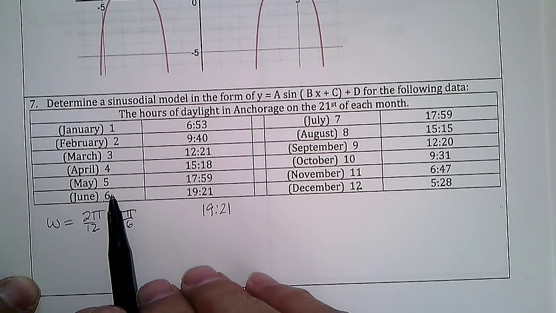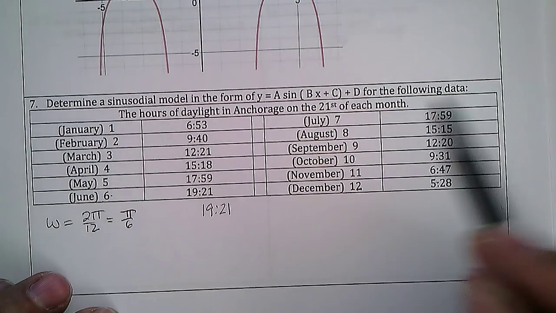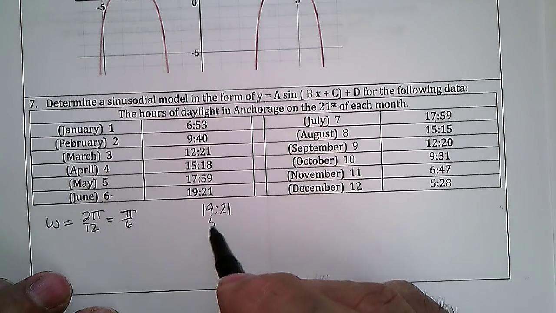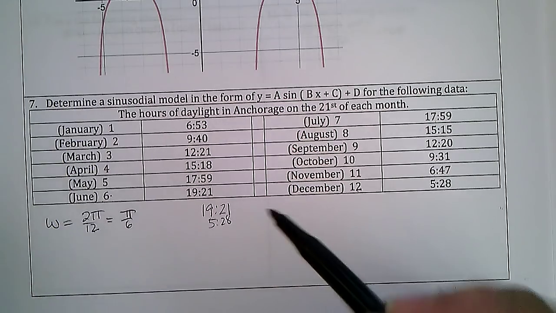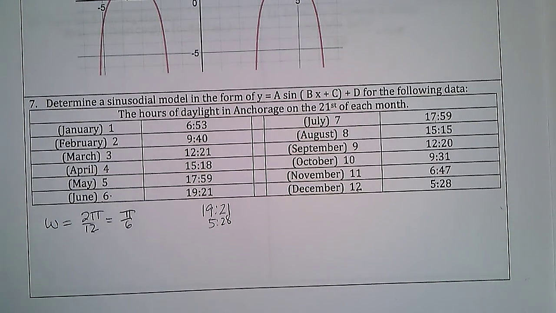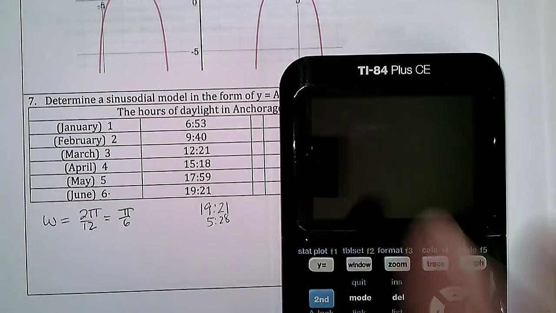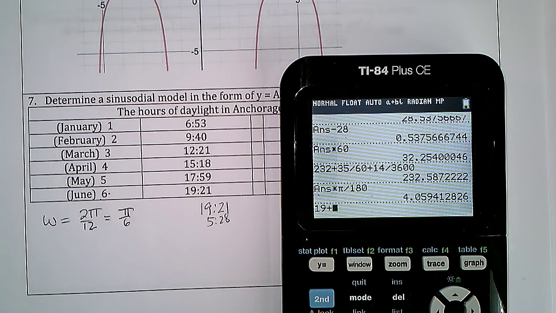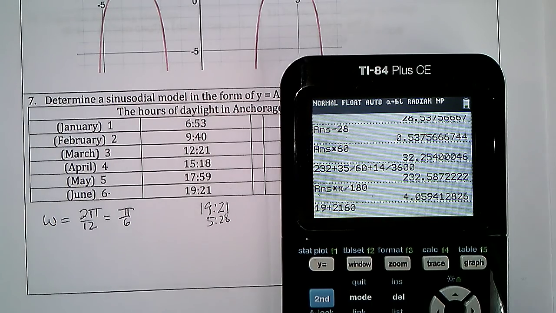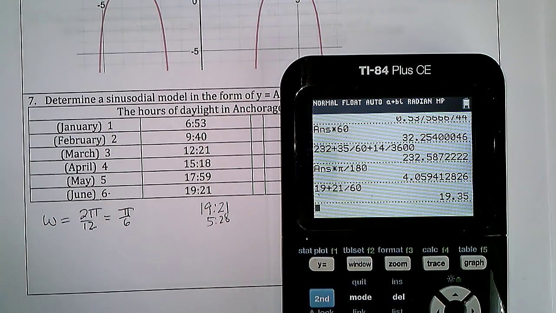The least amount of daylight hours is at December, 5 hours and 28 minutes. So the difference there, dealing in time, is a little bit tricky. I can't say it's 19.21. So let's do it here: 19 hours plus 21/60 of an hour, divided by 60. That's 19.35 hours.